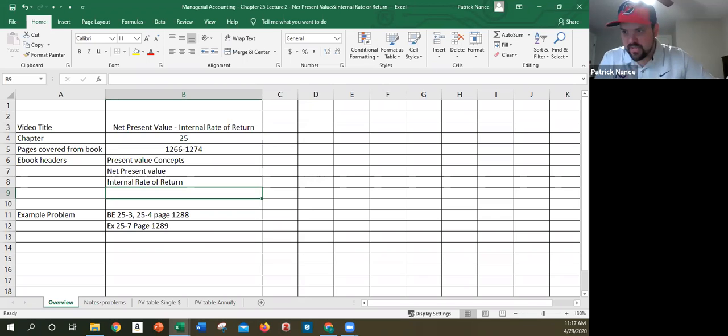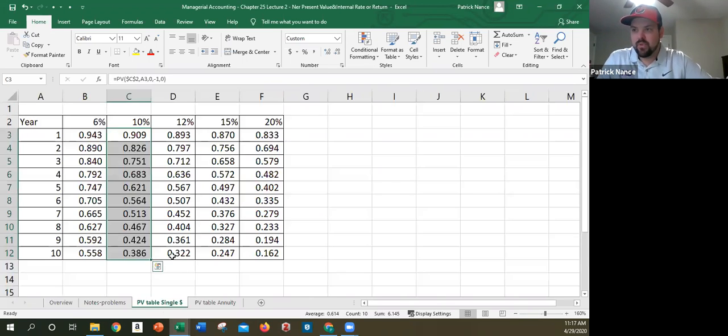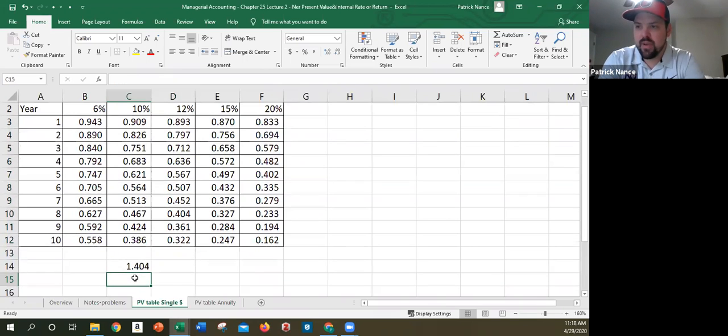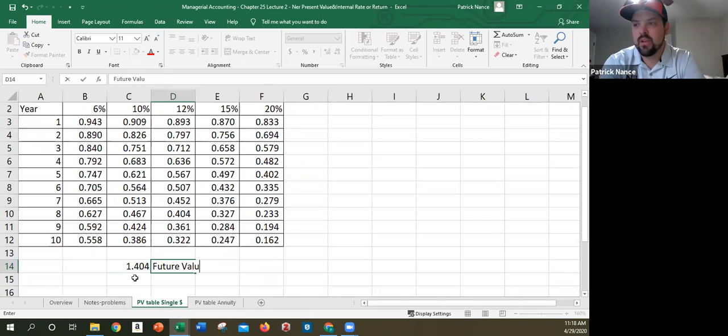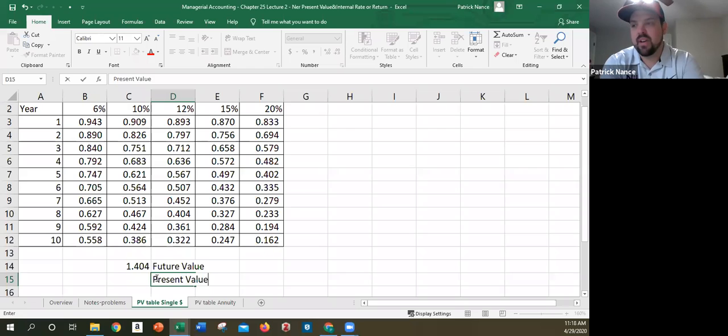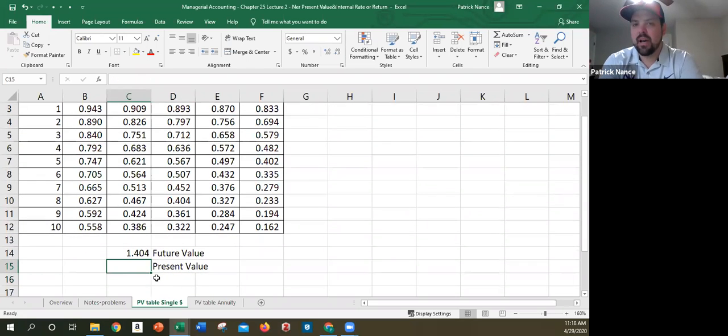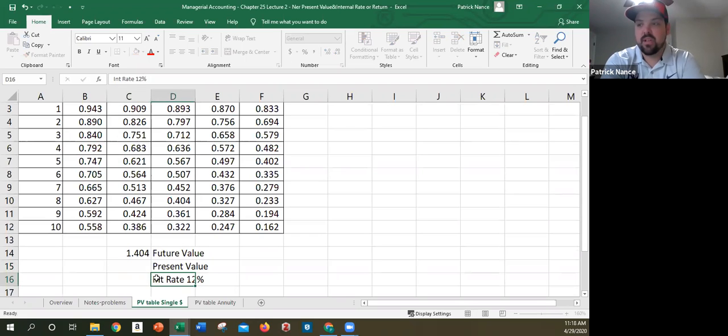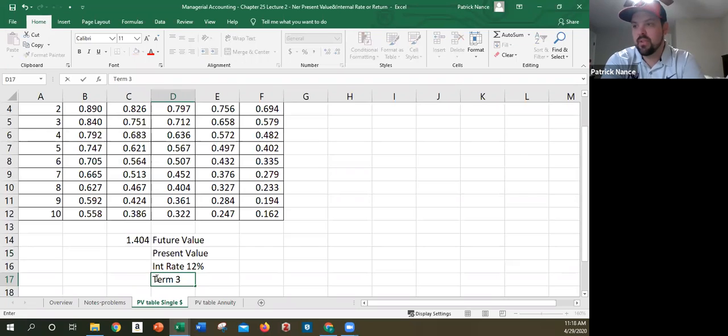Okay, so the table at the bottom of 1267, and I've made one here to pretty much mirror it, just to show it to you in case you can't see it on the bottom of 1267. This is a present value table. So if I know that my value is 1.404 3 years from now, this would be known as my future value. 3 years from now at a rate of 12%, how do I find the present value? Well, I need to know the interest rate. The rate is 12%, and the term in years is 3.